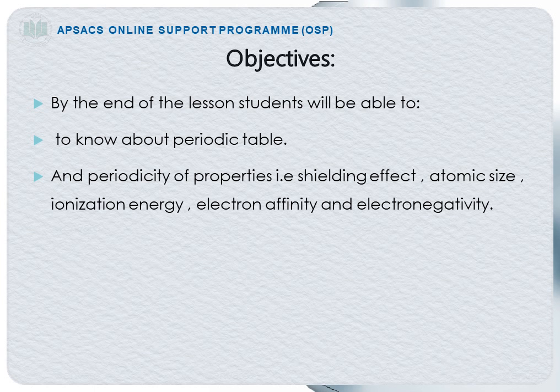Objectives. By the end of the lesson, students will be able to know about the periodic table, periods and groups in the periodic table, and also about S and P block elements and periodicity of properties. For example, shielding effect, atomic size, ionization energy, electron affinity, and electronegativity.